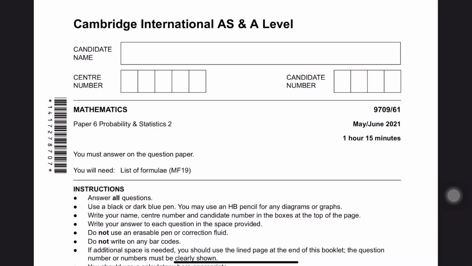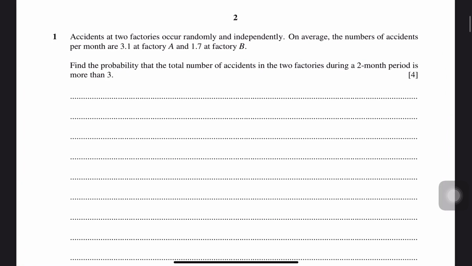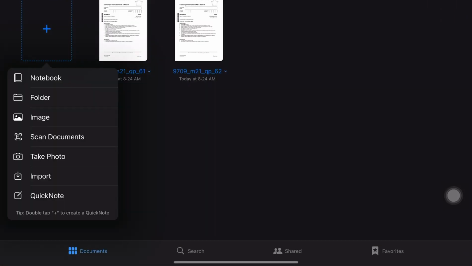Okay, this is May June 2021, paper 6-1, this is S2. That's the first question. Let me just first open the marking scheme for this.